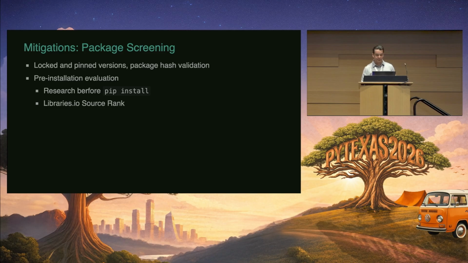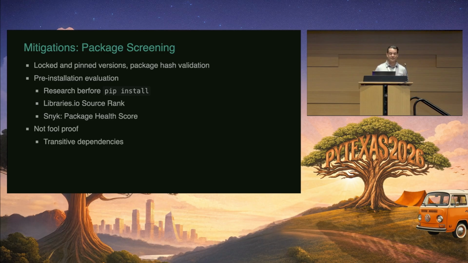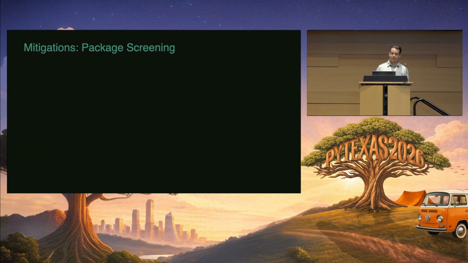Some resources like libraries.io and Snyk offer various rankings, SourceRank and package health scores. These are good to get a sense of if there's any potential issues about a package, but they are not foolproof for a number of reasons. A package may have transitive dependencies that offer other problems. And of course, there's a delay in vulnerability discovery. So again, we're not finding any foolproof solutions here.